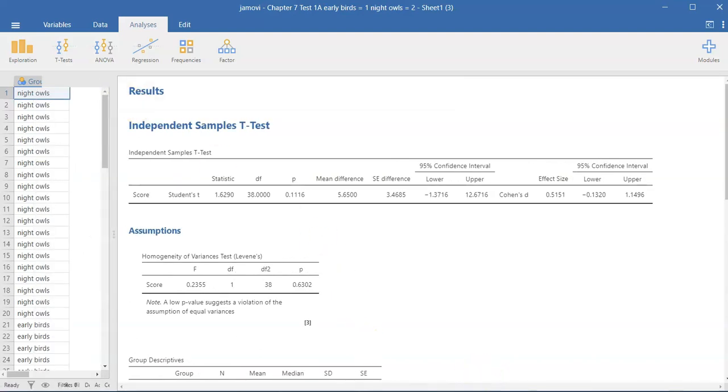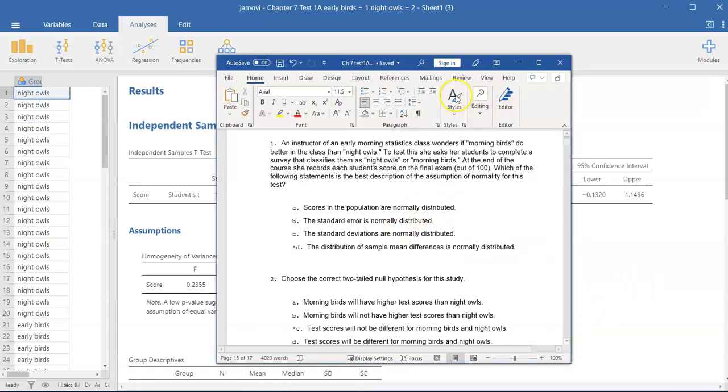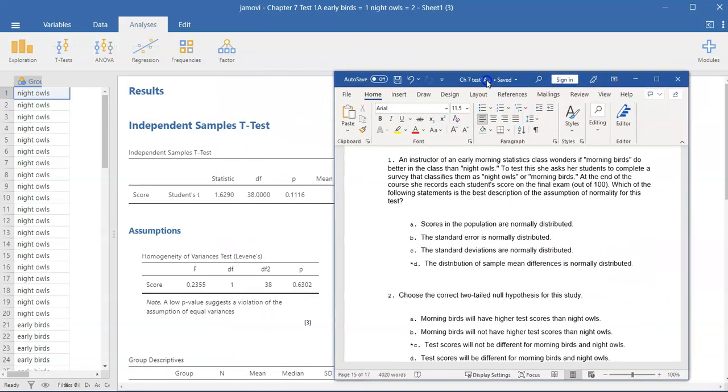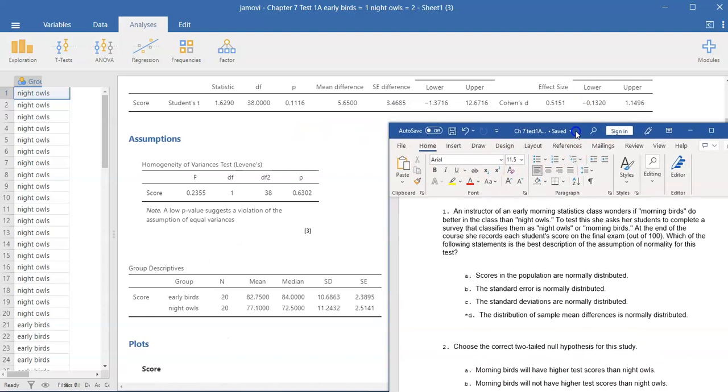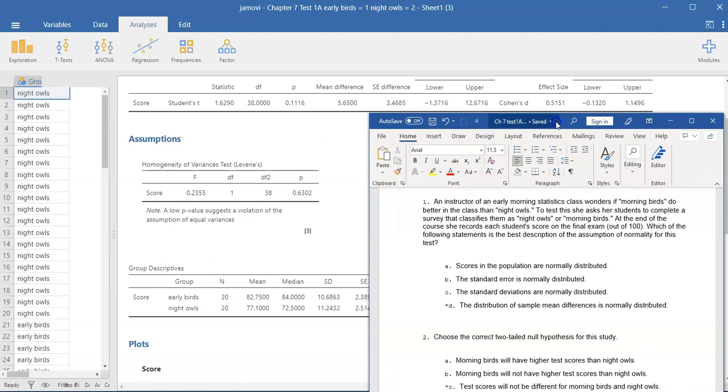All right, and now we're ready to look at the actual test itself. So here I have a Word document that has the actual test in it. And the first few questions, we don't really need the output, but I'll leave it set up like this for reasons that'll make it easier later.